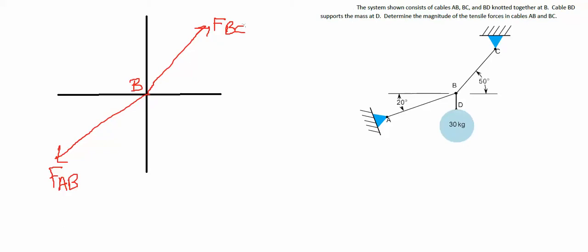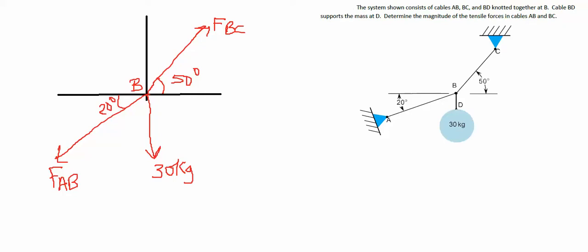We also need to note the angles here, 50 degrees and 20 degrees. And we also have a hanging mass, 30 kilograms. Okay, that's good. And we have the hanging mass of 30 kilograms.